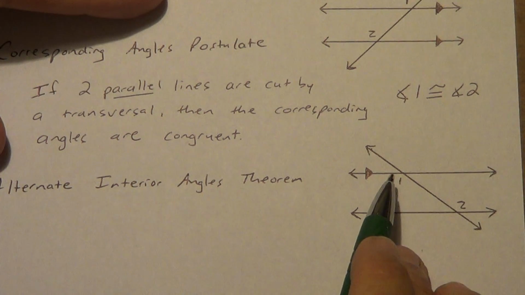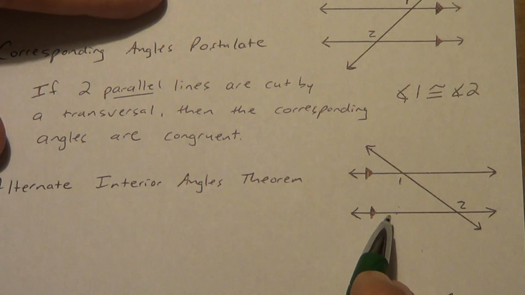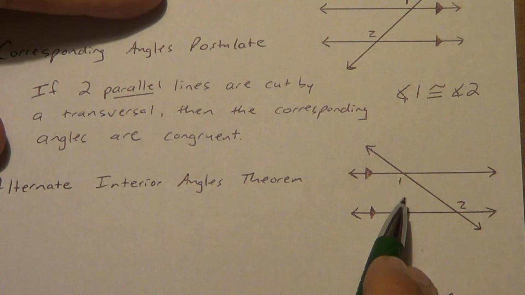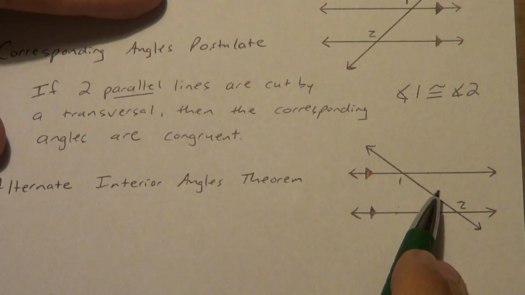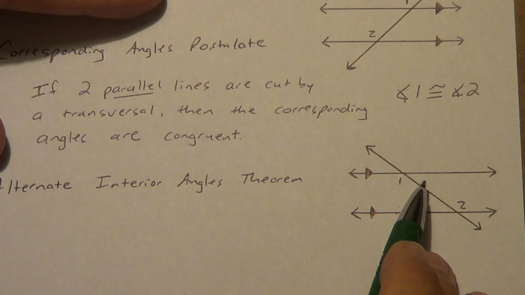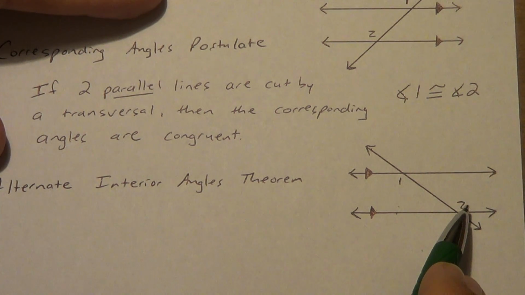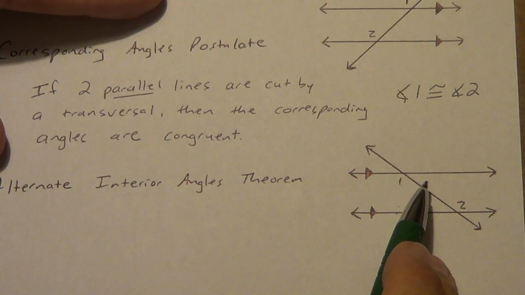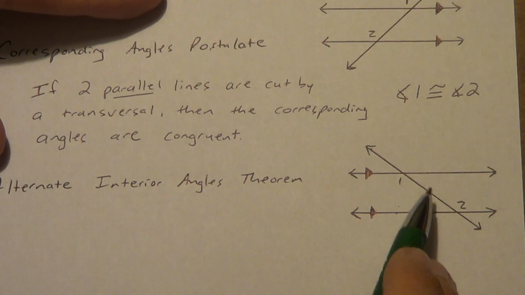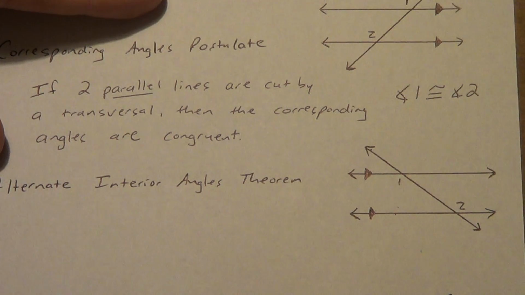Alternate interior means they're between the lines, in this case between the parallel lines, and then on opposite sides of the transversal, but not a linear pair. So you can't go 1 here and 2 up here. Okay, so 1 here, opposite side, down here to 2, or we could call this 3 right here and call this 4 right here and go with 3 and 4. Okay, but I'm just going to do one set.